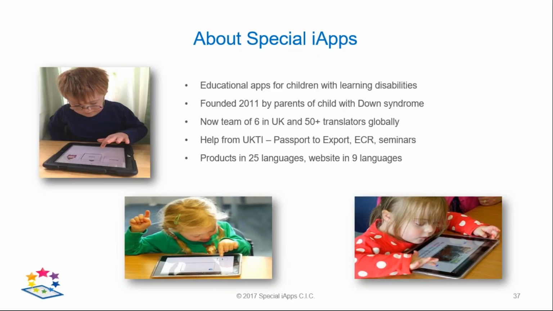And it's important to adapt to the market, because we started off thinking that we were developing apps to help teach children with Down syndrome. Now we've actually found that there are many more children with autism using our apps than for Down syndrome, and so we need to adjust our message to that particular audience.